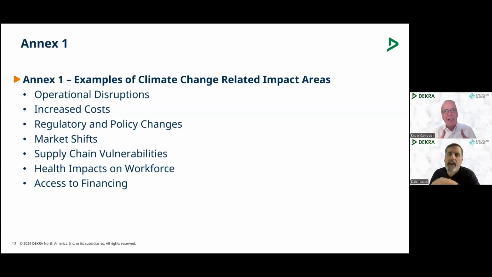Each one of these is DEKRA specific, yes, DEKRA-specific documents. And these operational disruptions, it has a further explanation of those. So you can always make a request, whoever that is, and we could provide it to them.